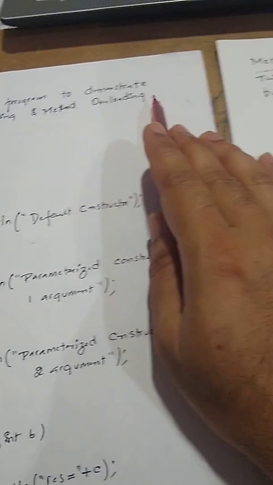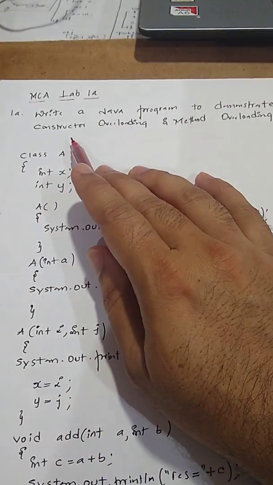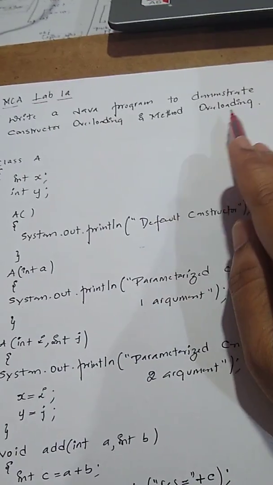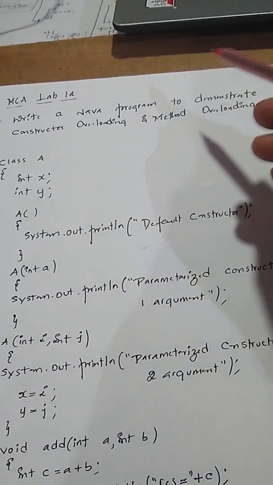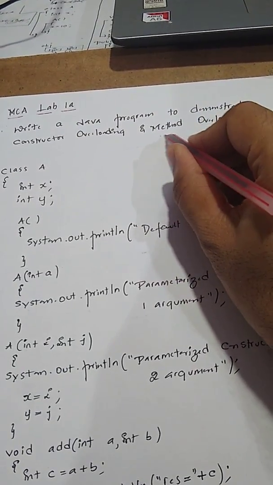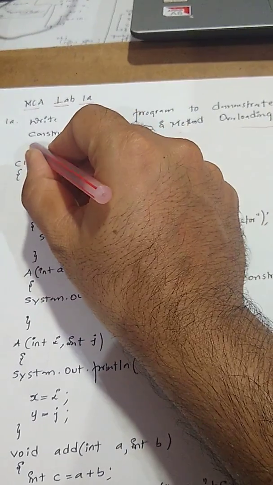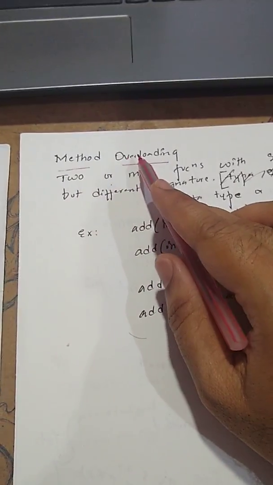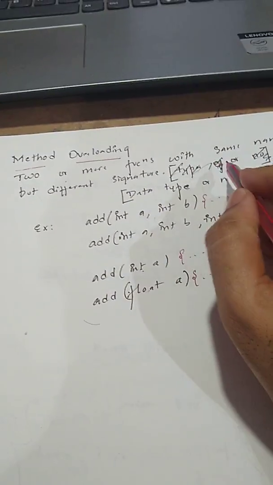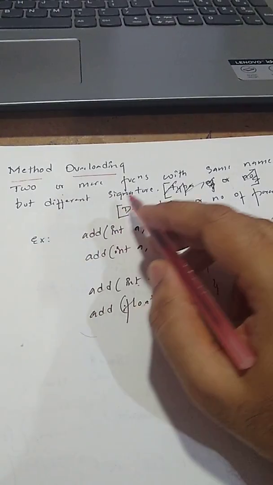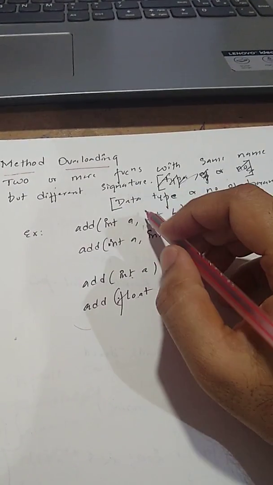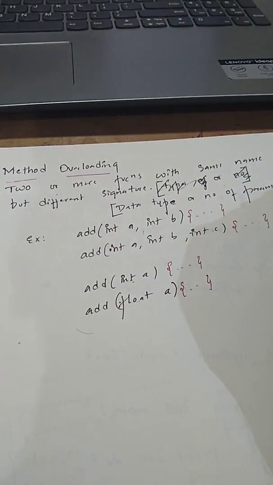Write a Java program to demonstrate constructor overloading and method overloading. First, we have to understand what method overloading and constructor overloading are. The definition of method overloading is: if two or more functions have the same name but different signatures. Signature means either the data type or the number of parameters.